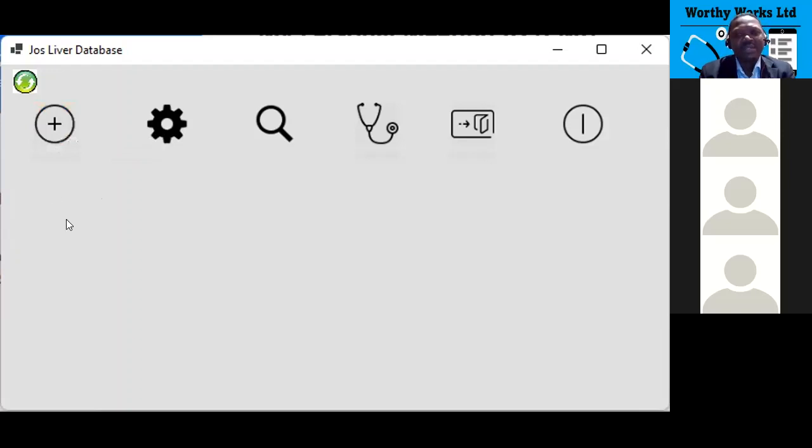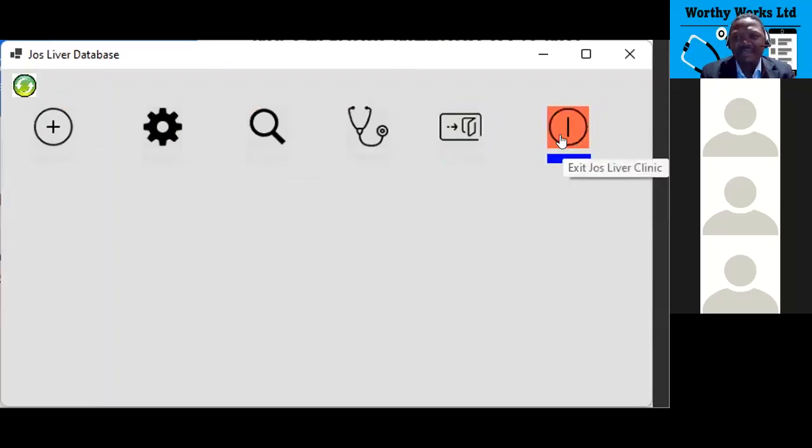Very good. So this is the database. It looks simple now, but just look at how it performs. When you bring your cursor here, you can add a new patient. You bring it here, it says edit and update previous data. Here it displays all the patients that are in the database. And here it adds clinical information. And here you then add the outcome of the clinical management. And here you exit the liver database, okay?